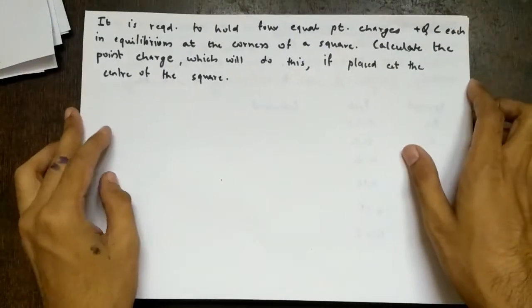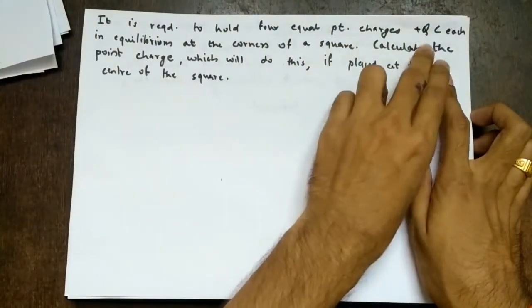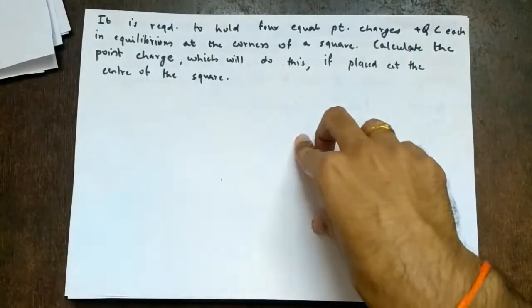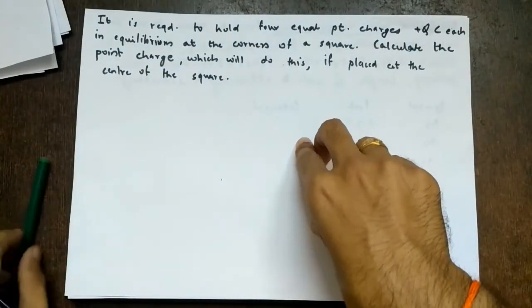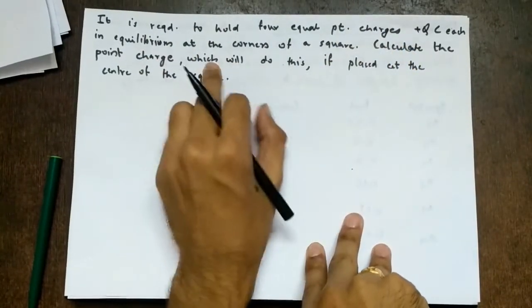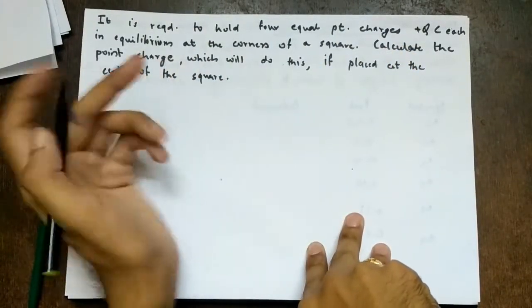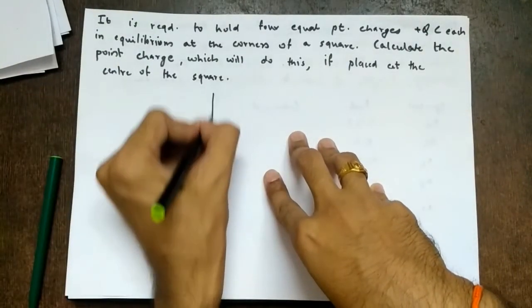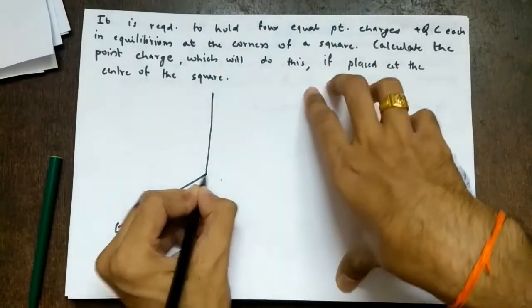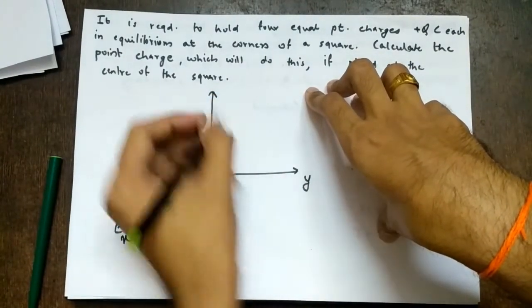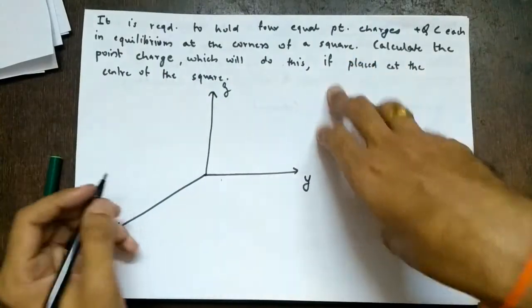it is required to hold 4 equal point charges of plus q coulombs each in equilibrium at the corners of a square. So again, at the corners of a square, 4 equal charges are located. Calculate the point charge which will do this if placed at the center of the square. So again, they are talking about corners of a square and center of a square, which indicates we have to use a 3D coordinate system. And they have not mentioned side of the square, so let's assume it to be a meters.